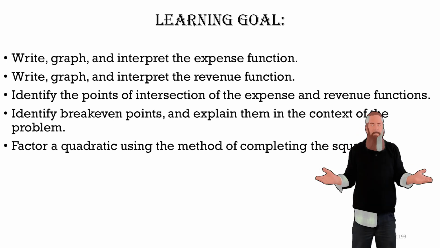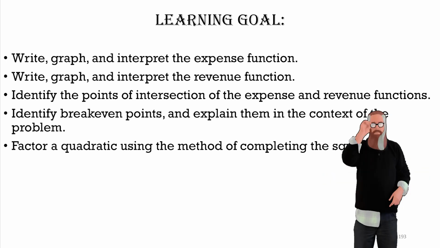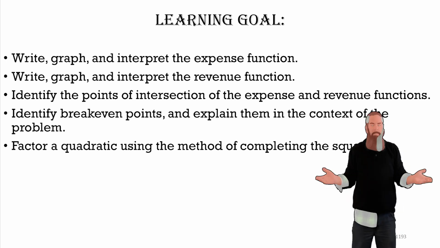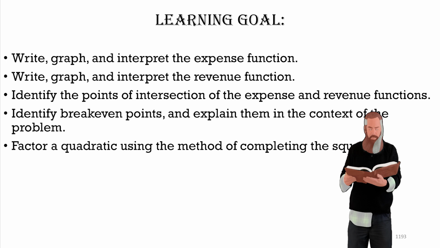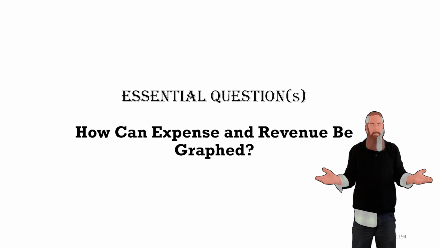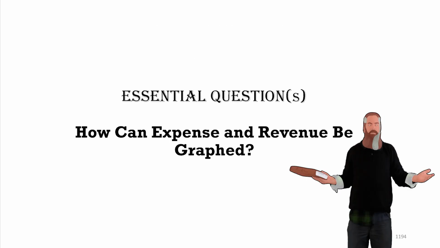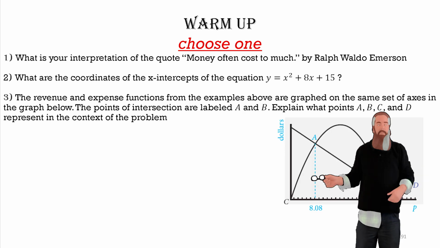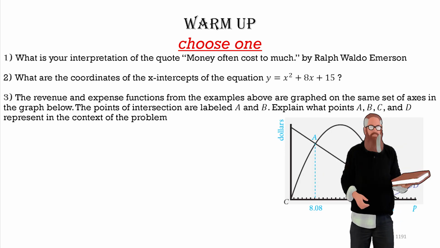We're going to identify break-even points and explain them in the context of the problem. And we're going to factor a quadratic using the method of completing the square. All to answer the question, how can expense and revenue be graphed? Before we get into it, let's take a look at warm-up number 2.